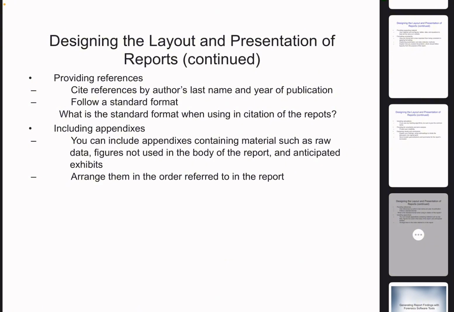Providing references: cite references by others, with last name and year of publication, and follow a standard format. What is the standard format when citing in the report, including appendixes? You can include appendixes containing material such as raw data, figures not used in the body of the report, and anticipated exhibits. Arrange them in the order referred to in the report.